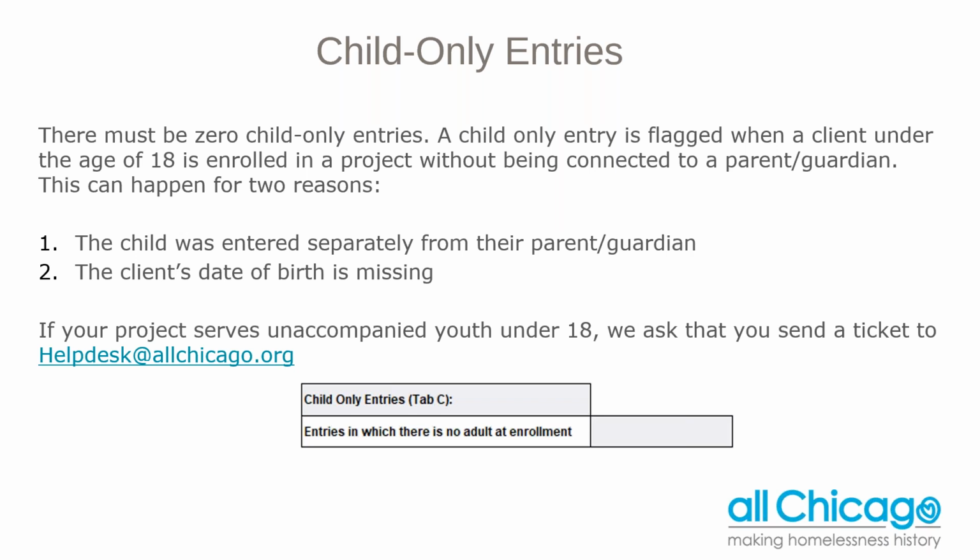One of the main reasons is that the child was entered separately from their parent or guardian. In most cases, the household or the head of household enrolled in the project and then the child enrolled later. Sometimes they're not connected via group ID, and then they're isolated in the project by themselves. The second piece is that the client is just missing a date of birth. If the client is missing a date of birth, they'll show up as 2 errors on this report, one being the date of birth error, and the other being a child-only entry error. Correcting that will remove them from both.